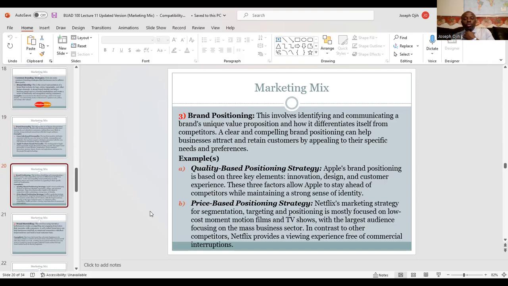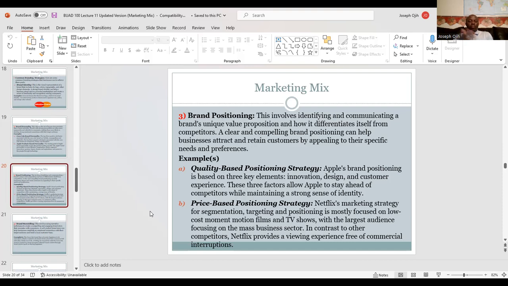Then the next thing is brand positioning. This involves identifying and communicating a brand's unique value proposition, and how the brand differentiates itself from the competitors. Usually a company will need a clear and compelling brand positioning, because it can help them attract and retain customers by appealing to their specific needs and necessities. This is what people believe brand positioning is meant to accomplish.